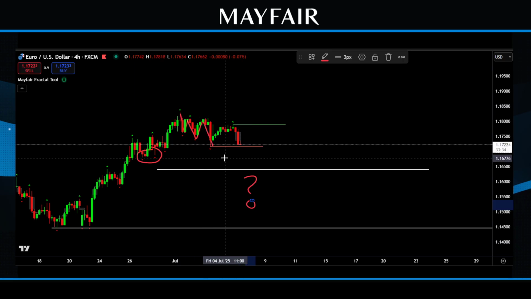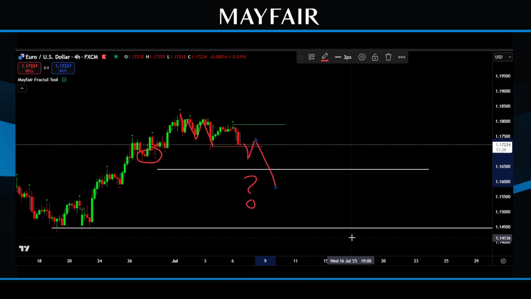Anytime we're going to break the range, what you expect to happen is a break of the range, a retest into the range, and back down, right?